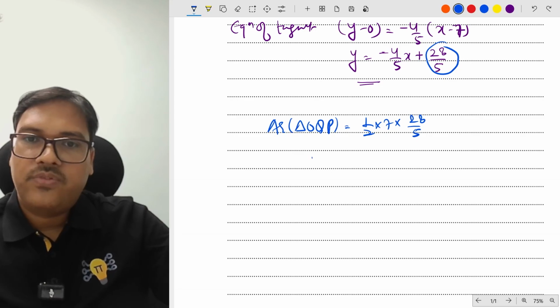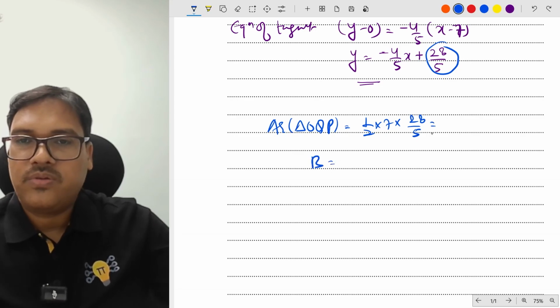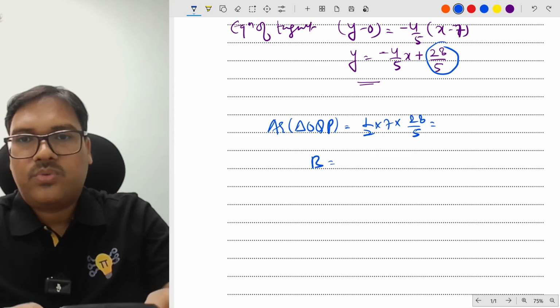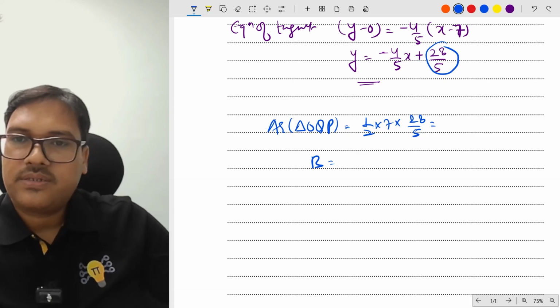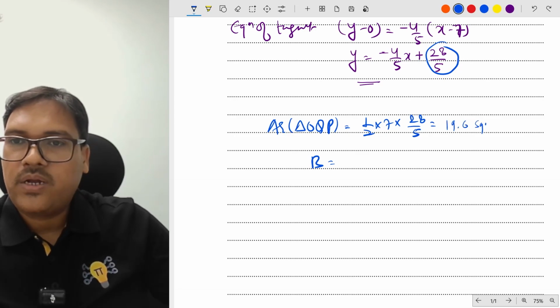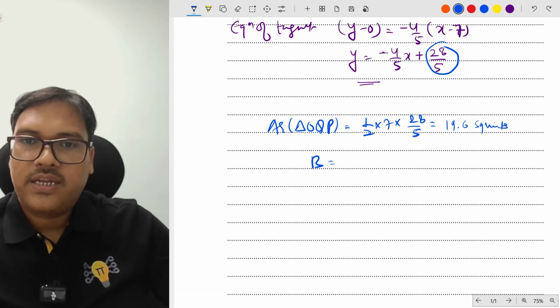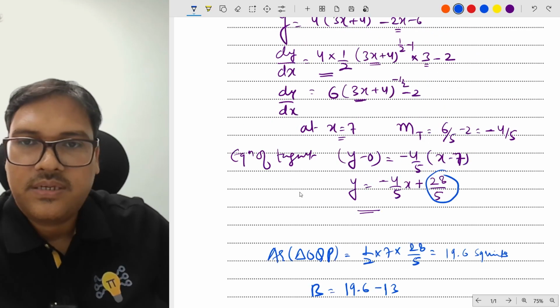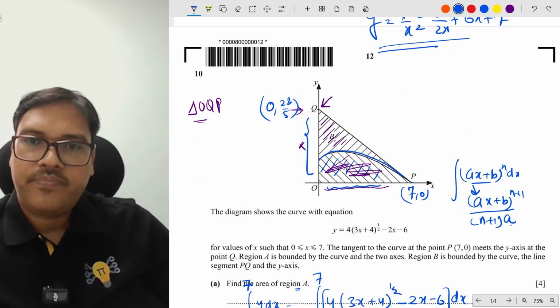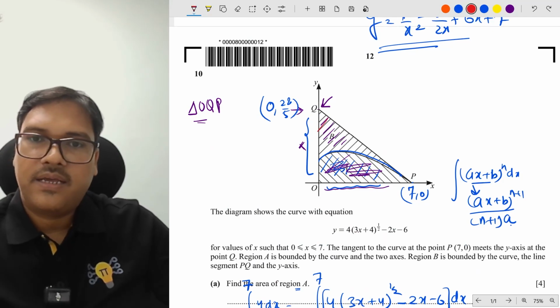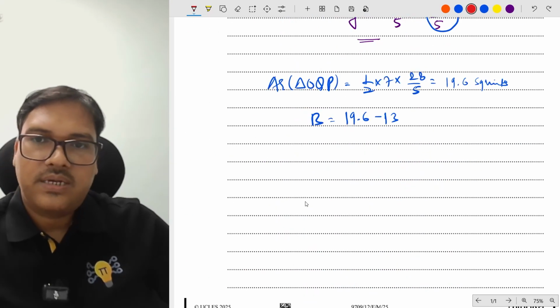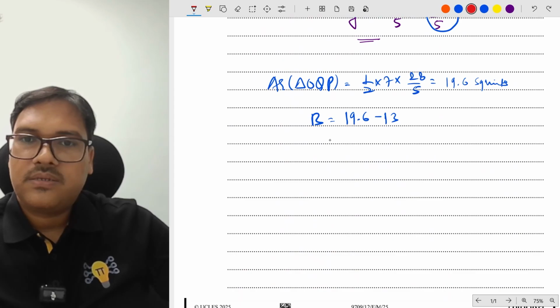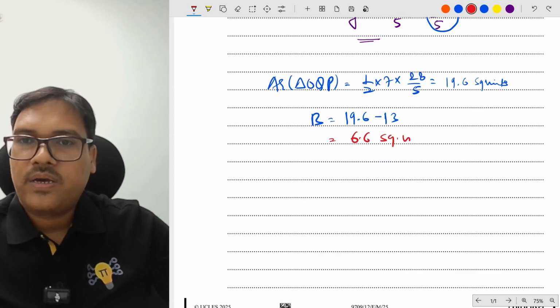And what is the area of the region B? This is 28 multiplied with 7 divided by 10. This is 19.6 square units. So the area of B is 19.6 minus the area bounded by the curve, that is 13. You can see in the first part we got this area is 13. So this area is 13 and the triangle area we know is this value which we got. So what is the answer? This is 6.6 square units.